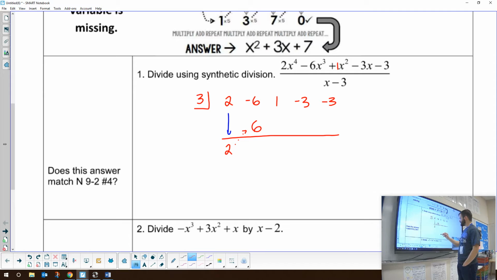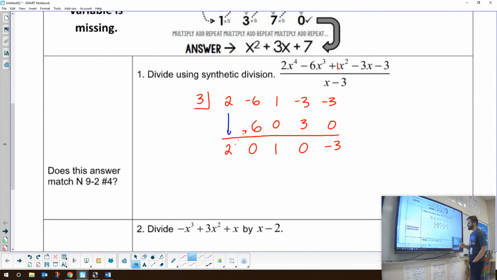-6 plus 6 is 0. Then we're going to multiply. 3 times 0 is 0. Then I'm going to add. 1 plus 0 is 1. Then I'm going to multiply. 3 times 1 is 3. -3 plus 3 is 0. Then I'm going to add. Then I'm going to multiply. 3 times 0 is 0. And then -3 plus 0 is -3.